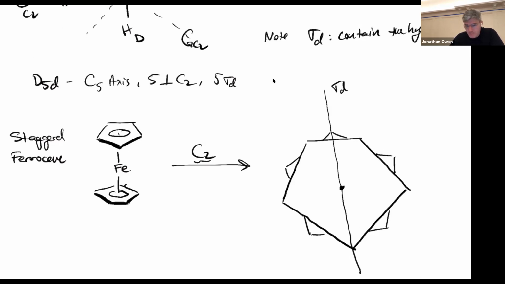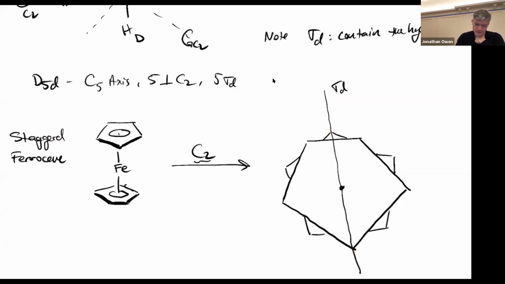All right, how about perpendicular C2s? Perpendicular C2s, they're going to go orthogonal or perpendicular to the principal axis. The principal axis, of course, is right in and out of the page. So these perpendicular C2s are going to run through the iron center, and they are going to send, for example, this carbon here to this carbon's position. They're going to send the bottom half to the top half, one point to the other point.